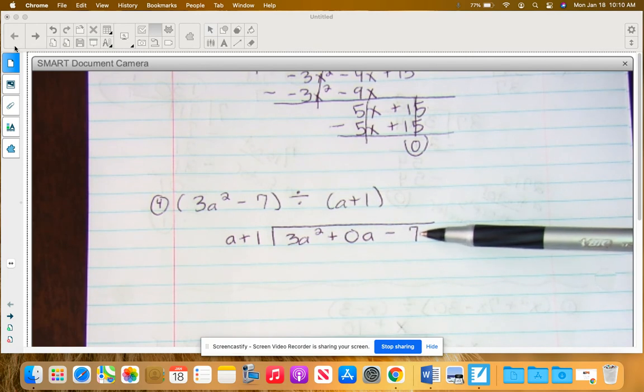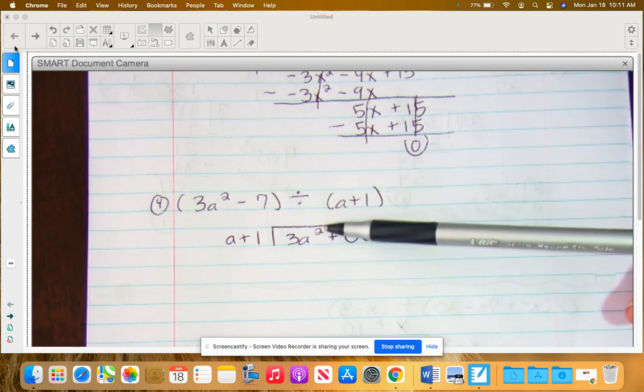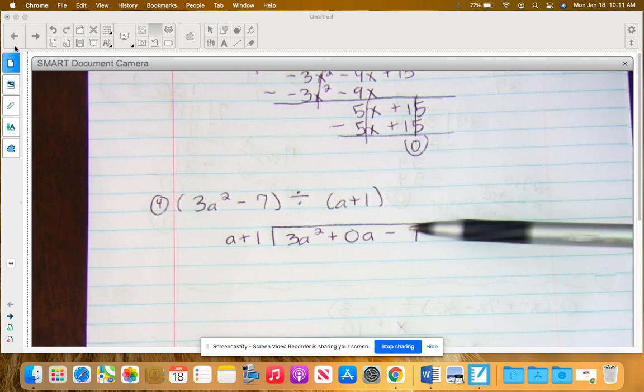If we were missing two different things, I'd put 2 zeros for placeholders. If I was missing 3 different things, I'd put 3 zeros for placeholders. So you have to make sure your problem is set up from the biggest exponent and has a place for every single thing all the way down to a number.